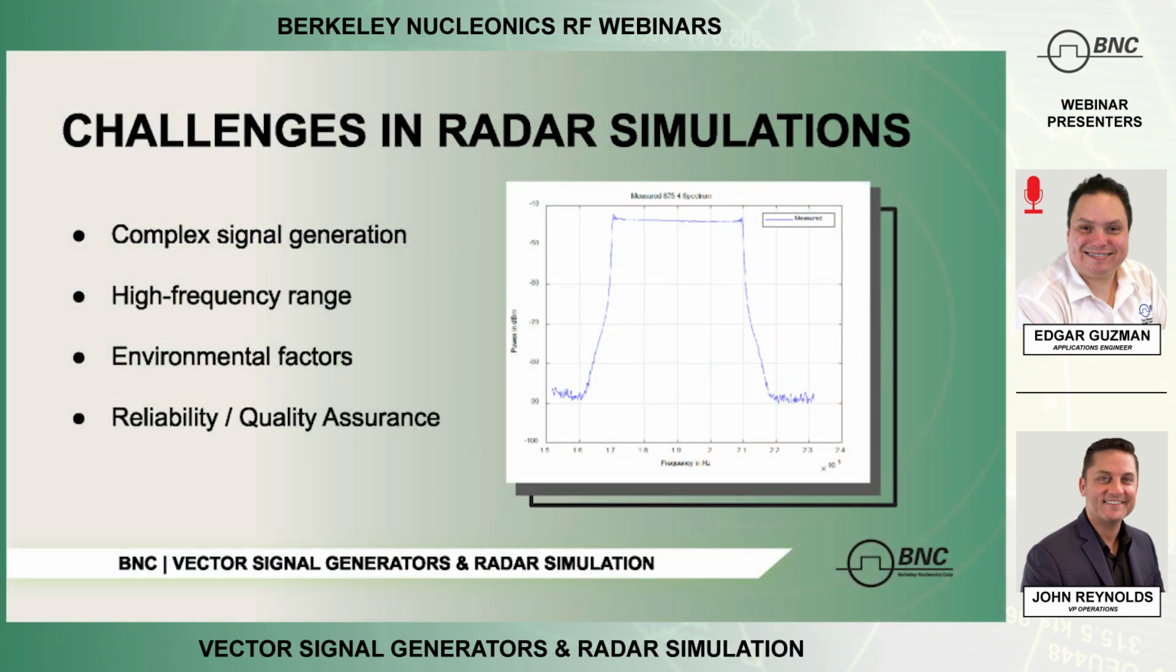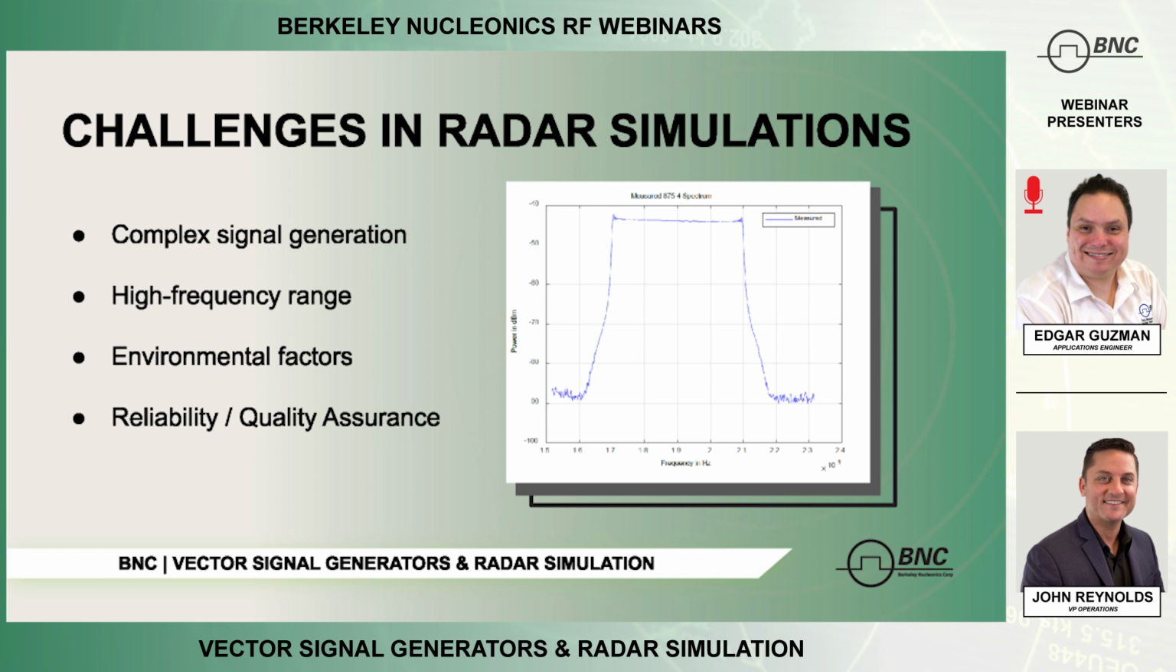Some of the challenges in radar simulation, obviously, I've touched on a little bit. You have extremely high frequency ranges, 40 gigahertz, 20 gigahertz. Those are fairly high in terms of signal generation, especially when you're doing complex signal generation. When you're doing extremely complex digital modulations, it's kind of hard to do on analog systems. So the VSG handles those. It's what it's designed to handle.